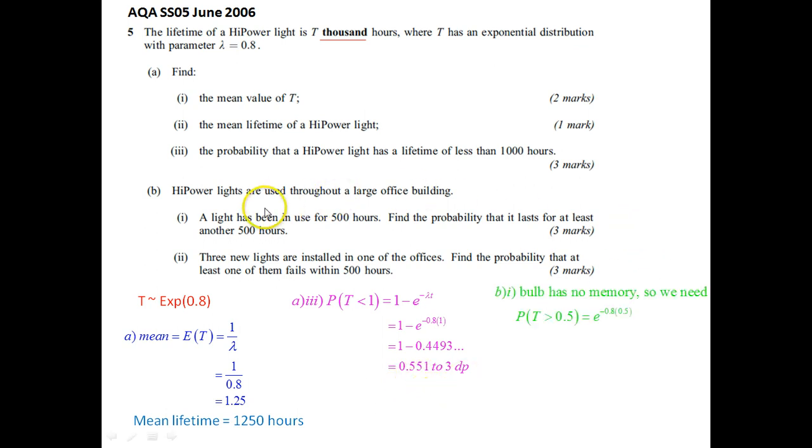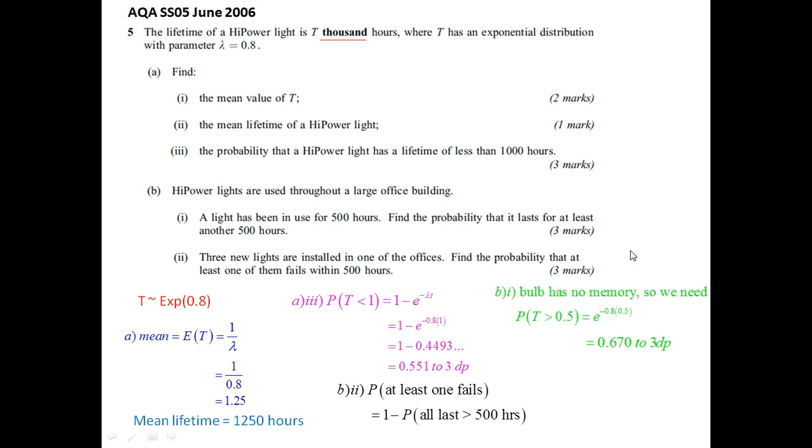Part B. High power lights are used throughout a large office building. A light has been in use for 500 hours. Find the probability that it lasts for at least another 500 hours. Well, it has no memory, as we said, so we are not considering the previous 500 hours. We need the next 500 hours. So we need T is greater than 0.5, so that's just e to the minus 0.8 times 0.5, which gives us 0.670.